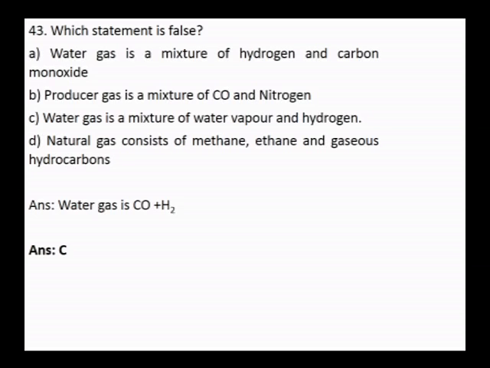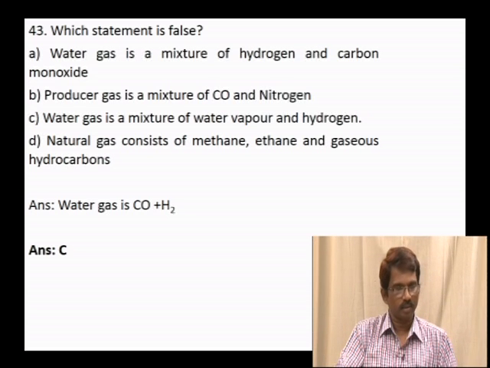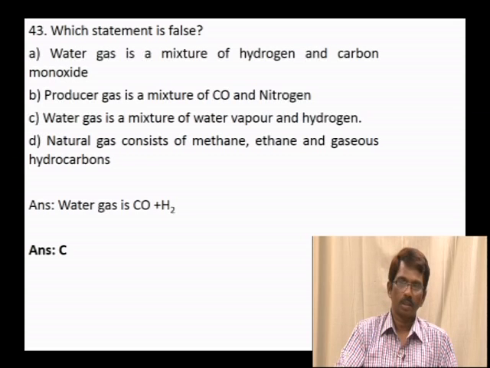As I said, water gas is a mixture of carbon monoxide and hydrogen. It is also called syngas as it is used in the synthesis of methanol. And producer gas definitely is a mixture of carbon monoxide and nitrogen, and natural gas definitely will have methane, ethane and gaseous hydrocarbons. The false or incorrect statement among the four options is option C, which says water vapor and hydrogen is the constituent of water gas, and therefore the correct option is option C.